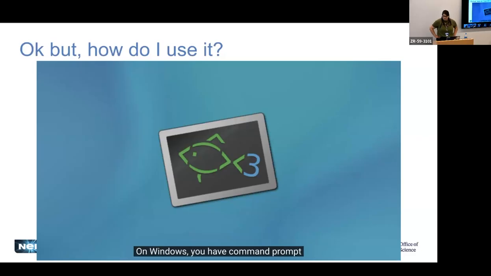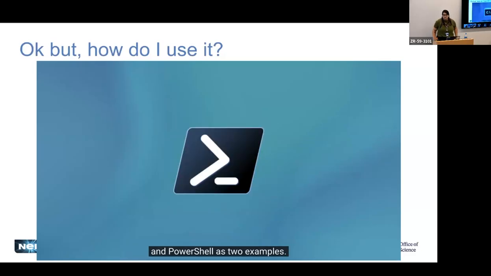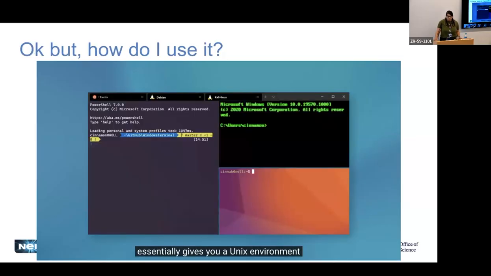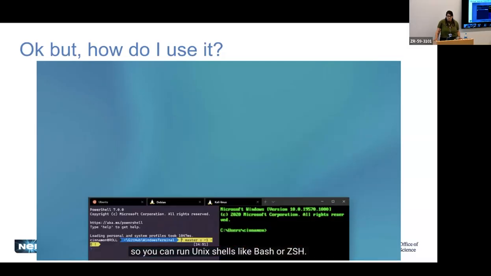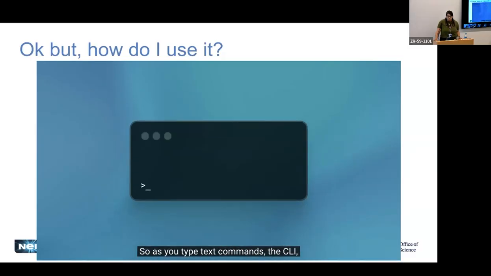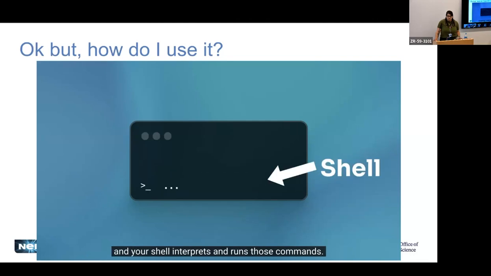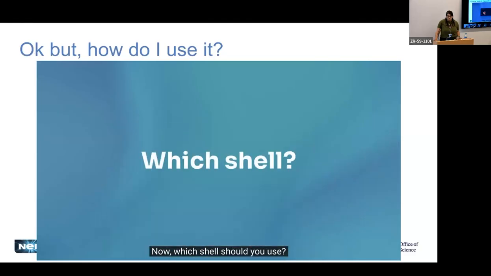On Windows, you have Command Prompt and PowerShell as 2 examples. And WSL, which stands for Windows Subsystem for Linux, essentially gives you a Unix environment in your Windows terminal application so you can run Unix shells like Bash or ZSH. So as you type text commands, the CLI, you type them into your terminal application, and your shell interprets and runs those commands. Now, which shell should you use?